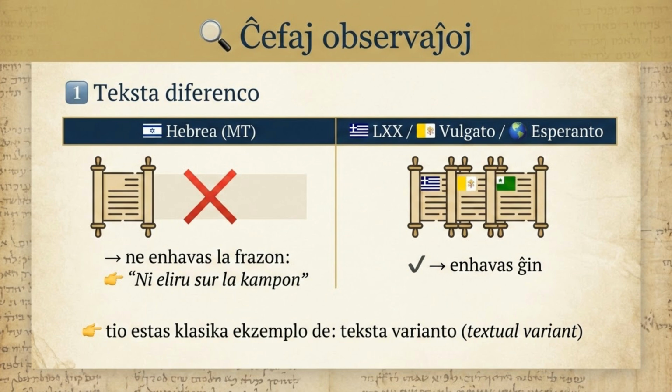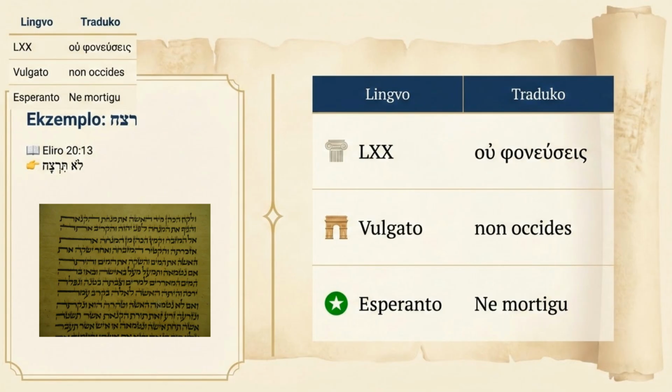The Hebrew Masoretic text does not include the phrase, "let us go out to the field," which is present in the LXX, Vulgate, and Esperanto. This is a classic example of a textual variant. The verb rasa, murder, is found in Exodus chapter 20, verse 13, the command, "you shall not murder." The LXX uses a verb meaning, "do not kill," and the Vulgate says, "non occides."